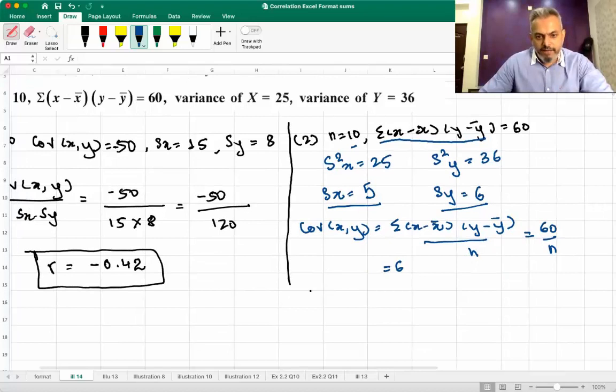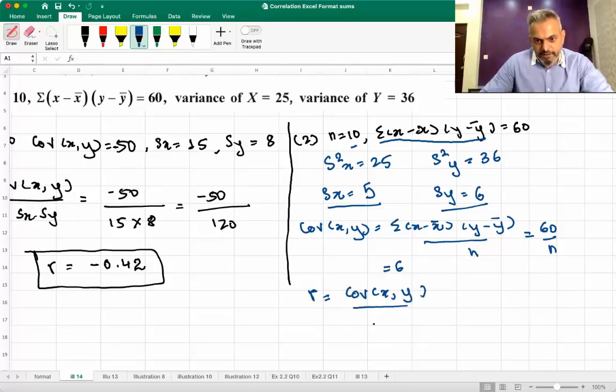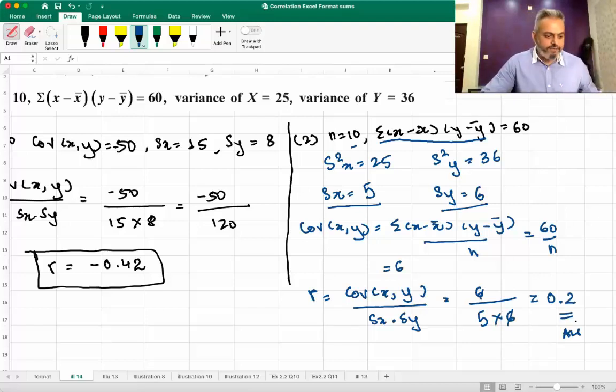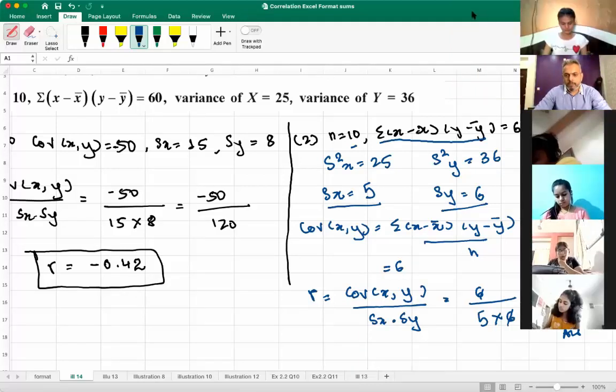Now we got covariance, so R is equal to covariance x comma y upon standard deviation of x into standard deviation of y, which is 6 upon 5 into 6, which is equal to 6. 6 cancel. 1 upon 5 is 0.2. Any doubt, anyone?